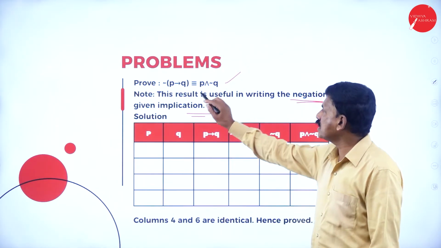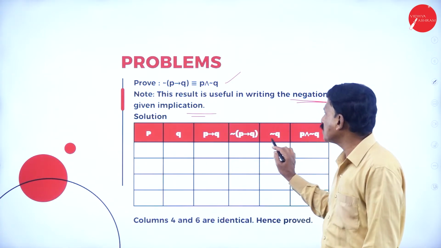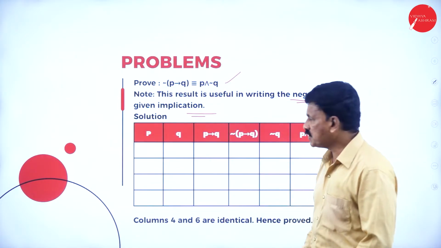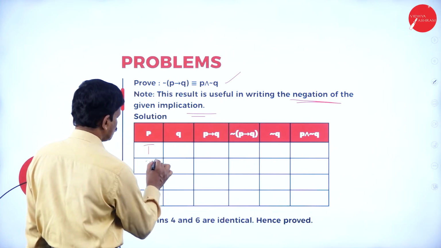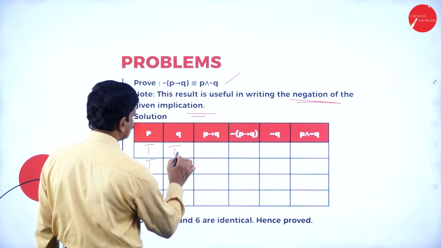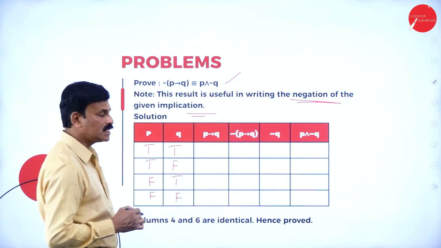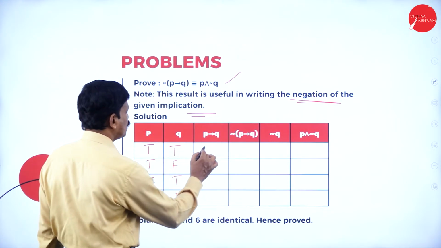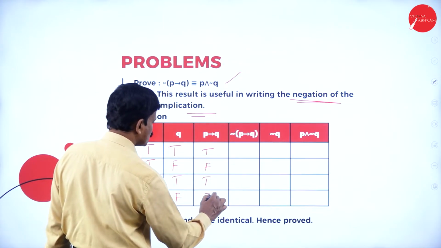Now, negation of P conditional to Q is logically equivalent to P conjunction negation Q. As usual, let us split this: P, Q, P conditional to Q, negation of P conditional to Q, negation Q, and P conjunction negation Q. As you know, the truth values for P are true, true, false, false. For Q, it is true, false, true, false. Conditional: true and false is false. In all other cases, it is true.